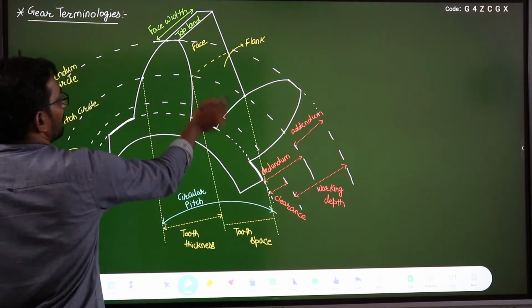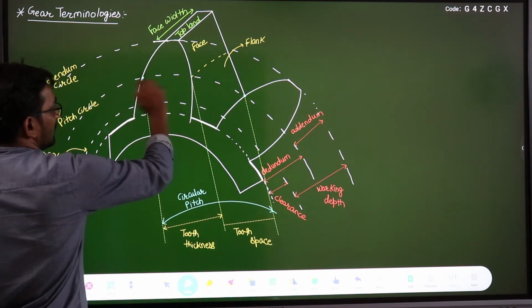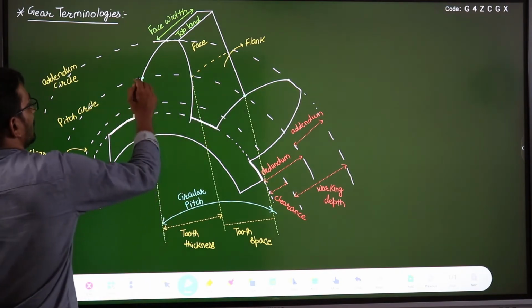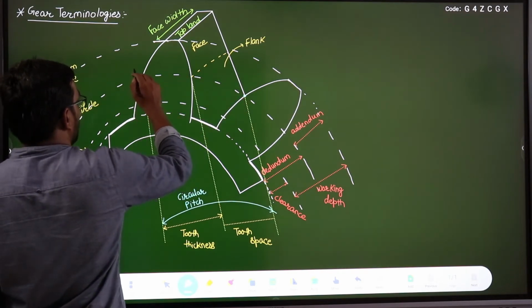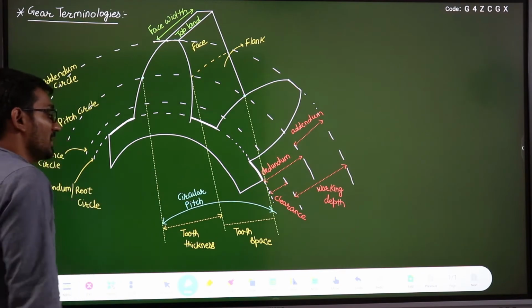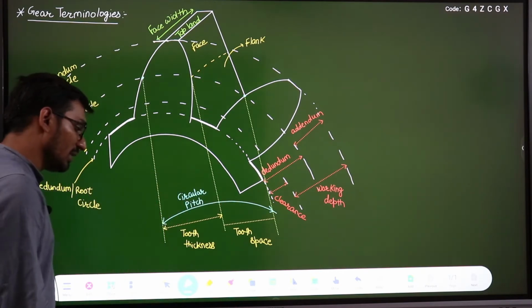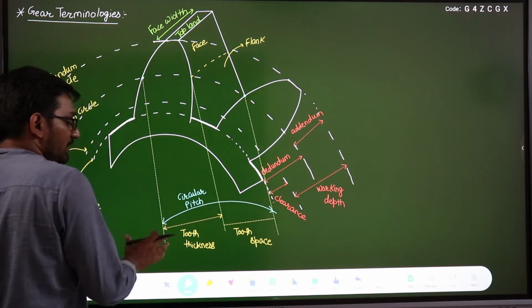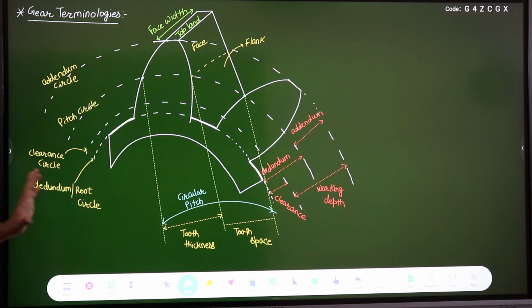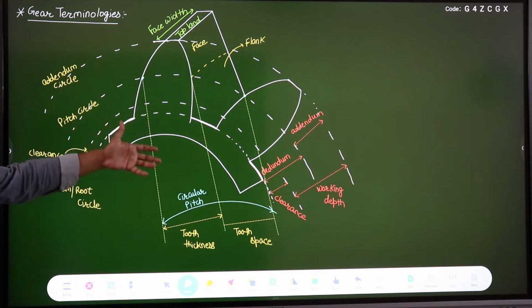And this curve is known as circular pitch, or the length of this arc along the pitch circle between the corresponding points of the adjacent teeth along the pitch circle, that is known as circular pitch. Right. So these are the various terminologies which we have to use when we are discussing gears. Now let us talk about them one by one.